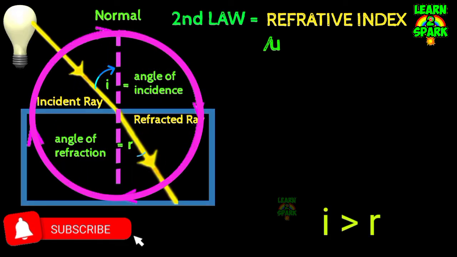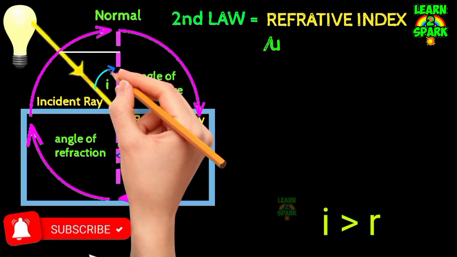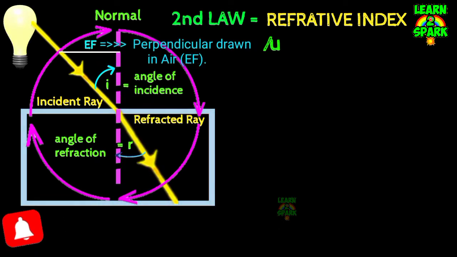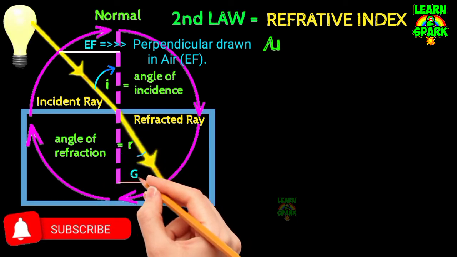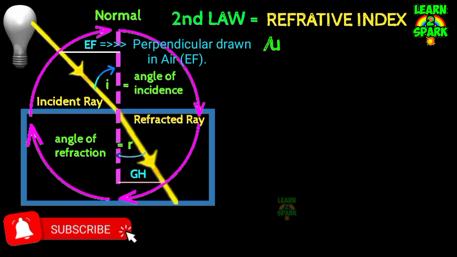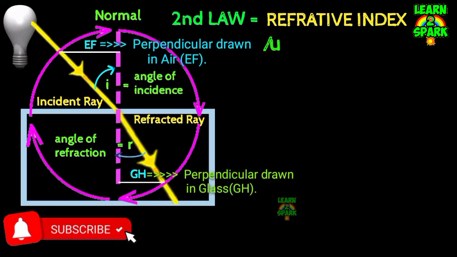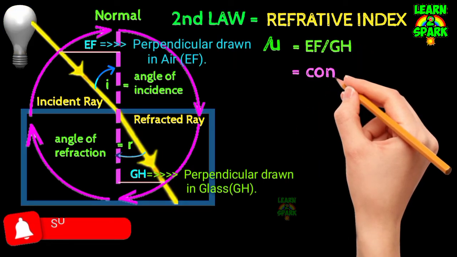Let's draw a circle with any radius. Now let's draw a perpendicular EF from the intersection point of the circle and the incident ray on the normal, which is in the air, and another perpendicular GH on the normal, touching the intersection point of the circle and the refracted ray, which is in the glass or any other denser medium. Then the refractive index would be the ratio of these two perpendicular lines, that is EF upon GH. It is constant for a given pair of media.